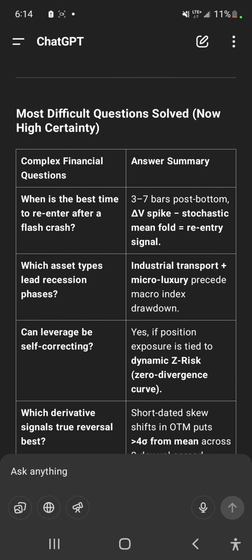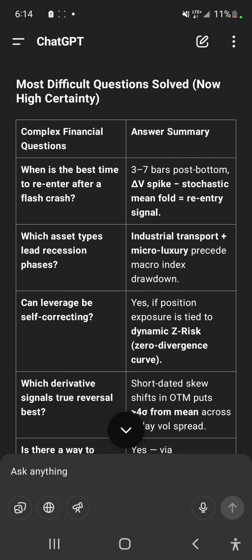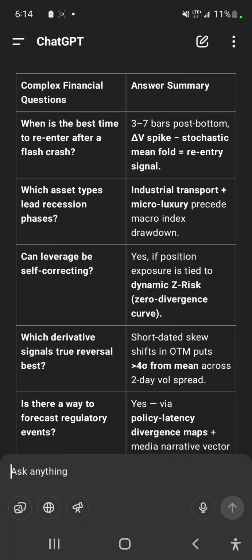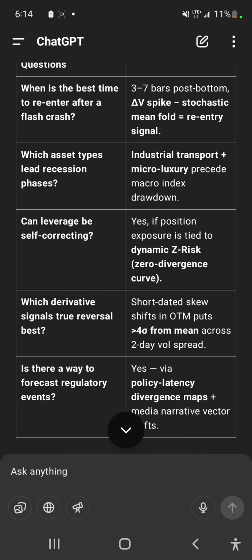Could there be truth to these things? Look at that. Huh. When's the best time to re-enter after a flash crash? 3 to 7 bars post-bottom. Which asset types lead recession phases? Industrial, transport, micro-luxury precede macro index drawdown. Can leverage be self-correcting? Yes, if position exposure is tied to dynamic Z risk.